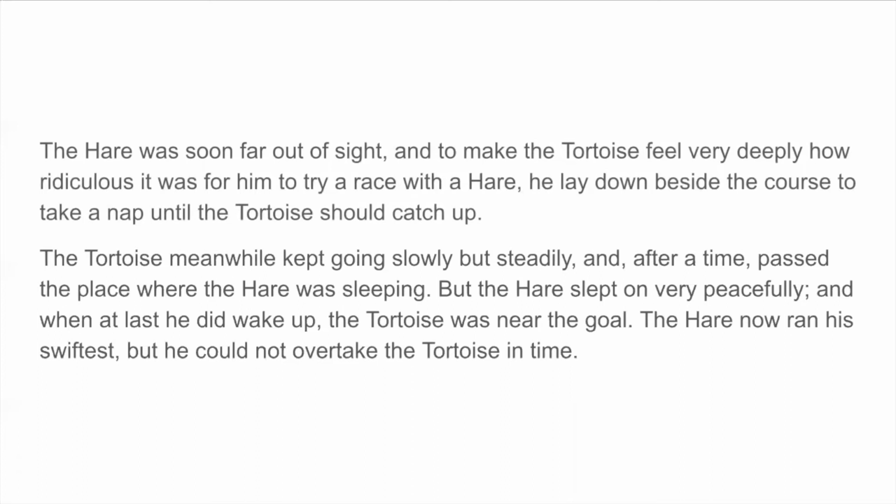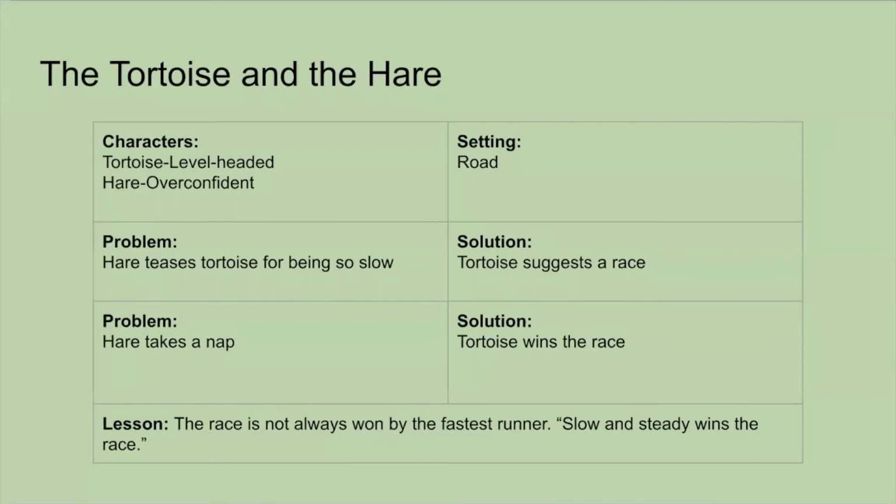That's a really familiar story now, isn't it? So let's draw a table for the tortoise and the hare. So who are the characters in this? And let's describe them a little bit. So we know we have the tortoise and the hare, and we can see that the tortoise is level-headed, whereas the hare is overconfident. So the hare is extra confident in its abilities to be able to go faster than the tortoise. And where is the setting? Where does this take place? Does it take place in the ocean? No. The tortoise and the hare takes place on a road.